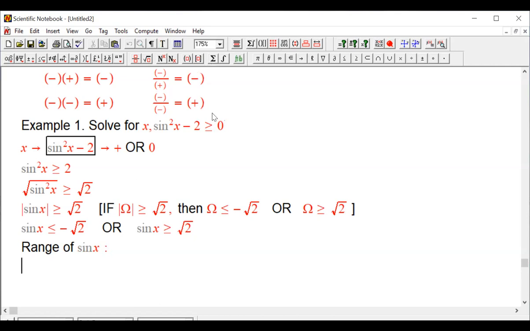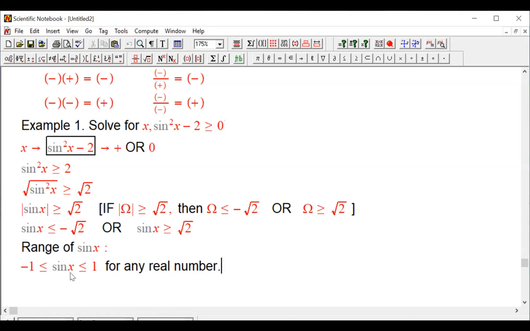The range of sine x is that sine x is between +1 and -1 for any real number. For any real number.